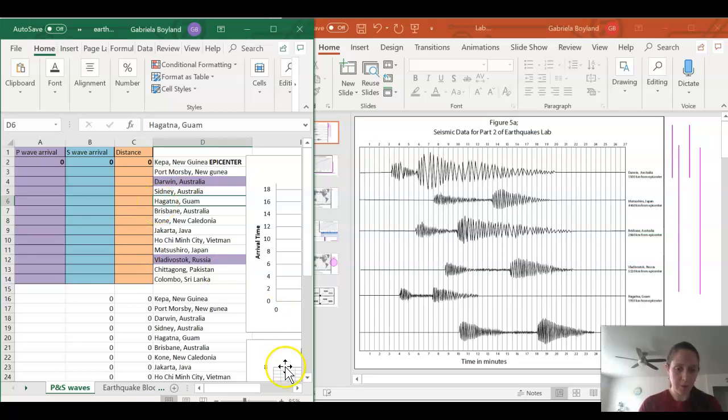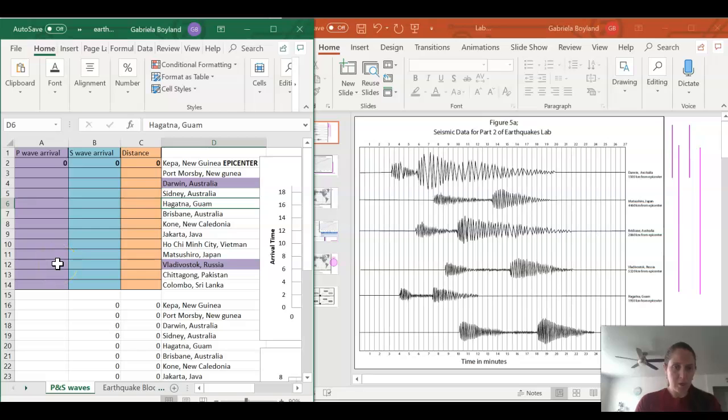Okay, so what he wants us to do is determine how many minutes have gone through at the time of the P and S wave arrivals. So I'm going to go through two different locations as examples for you, and you'll do the rest on your own. So let's start with Darwin, Australia, which is the first one that is listed here on figure 5A. So Darwin, it says it's 1,500 kilometers from the epicenter. So under distance, that's what you mark. Cool, no need to put units. And then we're going to record the P and S wave arrival times.